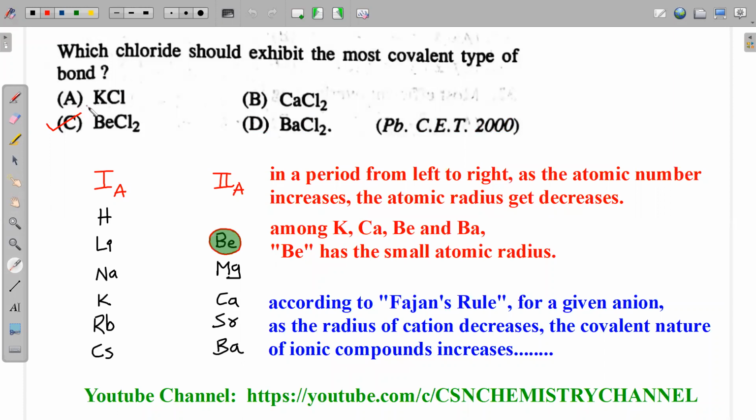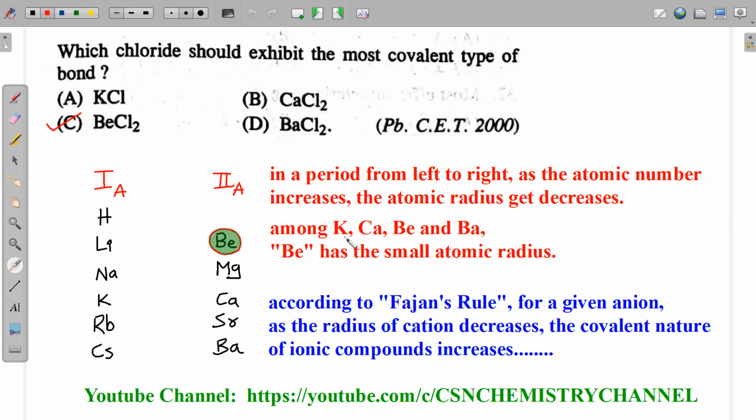Chlorides. Option A, potassium chloride. Option B, calcium chloride. Option C, beryllium chloride. Option D, barium chloride. In all these, the negative ion is common. That is, the anion is common. But the cations are different. What are the cations given?